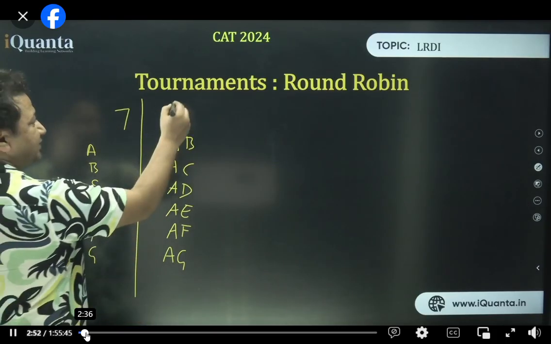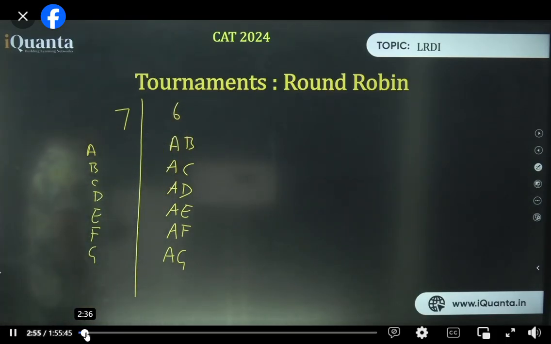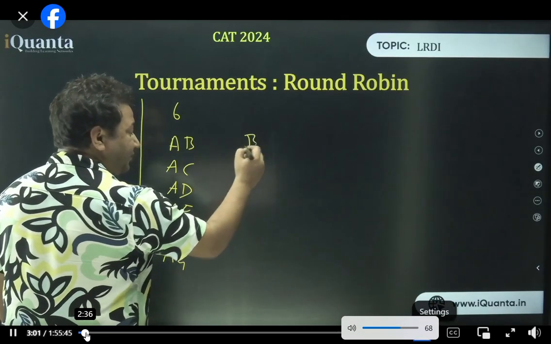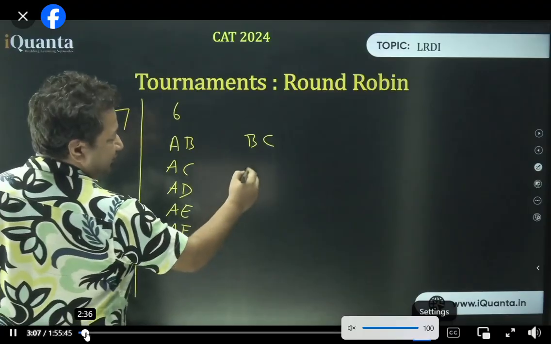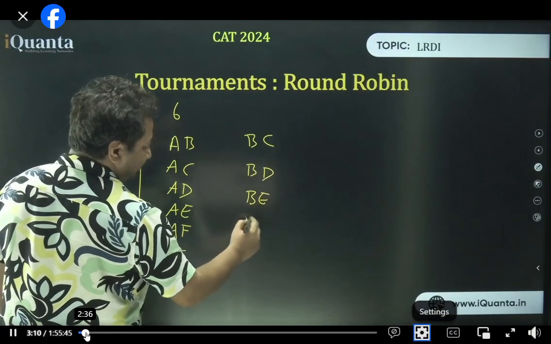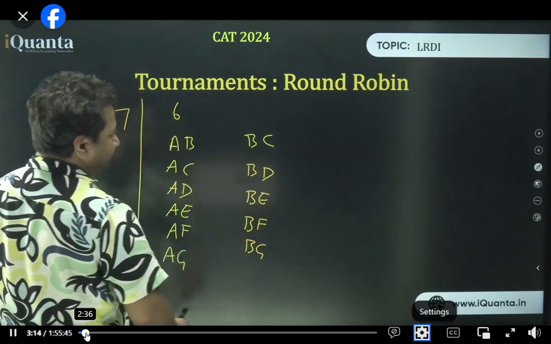So we'll be having 6 matches over here with A. Now, if I talk about the matches played by B, I have already calculated B with A. Now, B with C will be left: BD, BE, BF, and BG. Is that clear? So we have 5 matches like this.